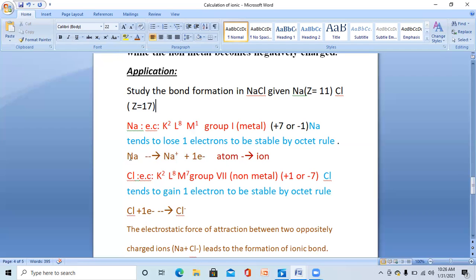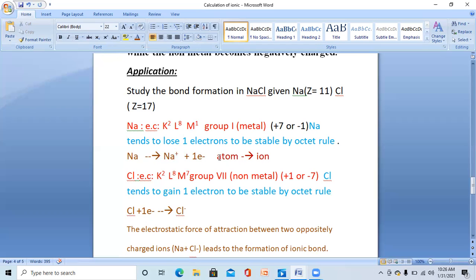Now we have to write the ionic equation. How do we write it? First we put the atom, then an arrow, then the ion. We all know that a positively charged ion is formed due to the loss of electrons. It means there is a loss of electrons, so a positively charged ion is formed.